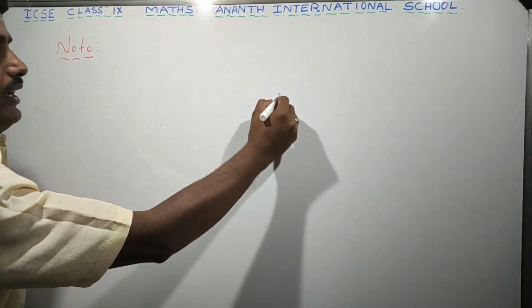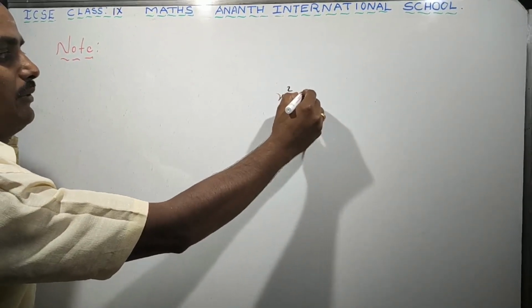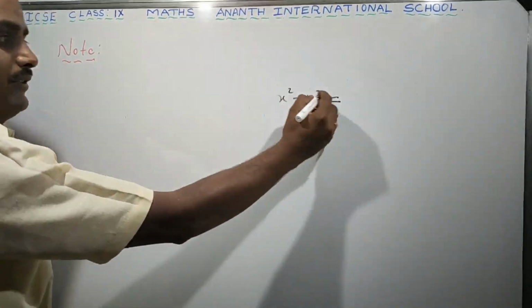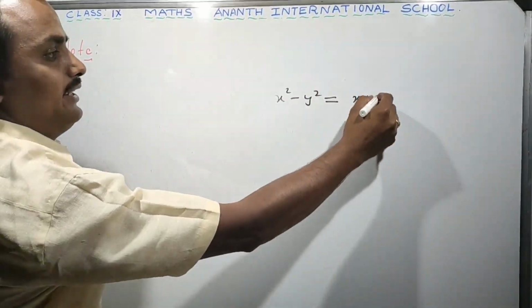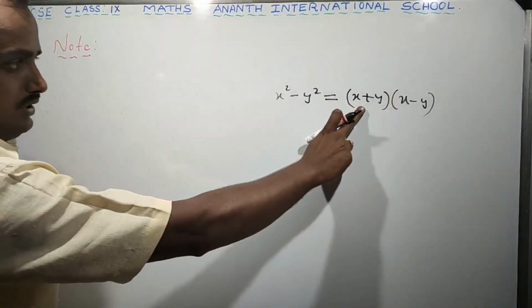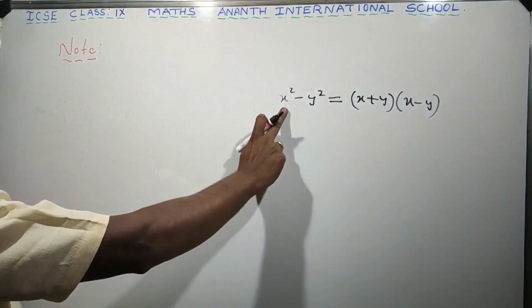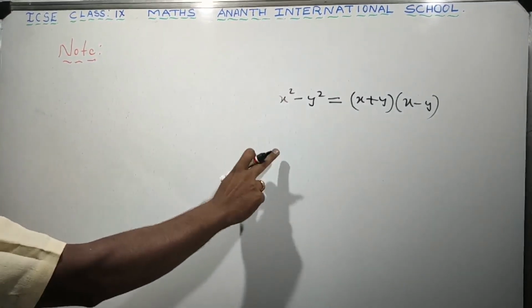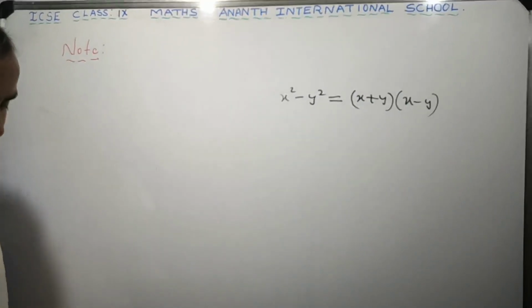Now children, I am explaining one important note point. Before giving the note point, I will take one identity. You know, children, the x square minus y square identity. Expansion, what will come? X plus y into x minus y will come. You know, the product of these two is equal to x square minus y square. Understanding, children? Okay. Similarly, I will give one important note point.